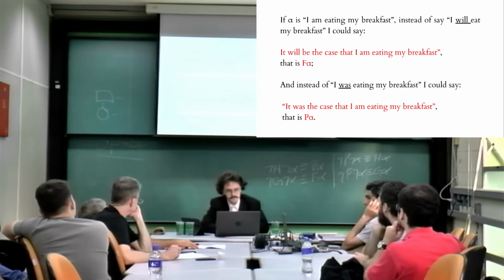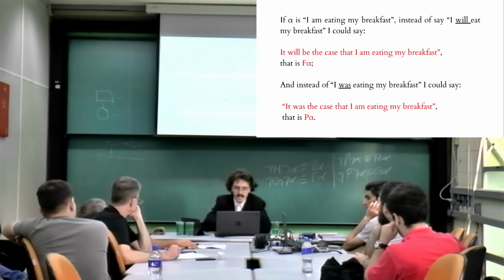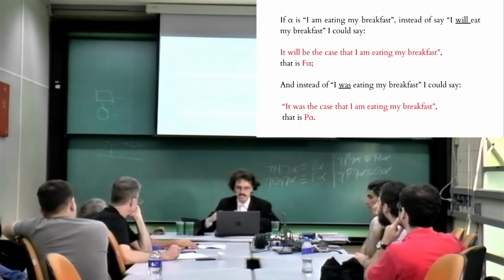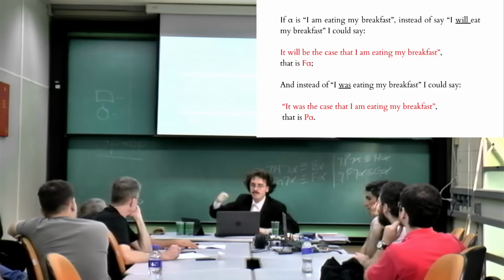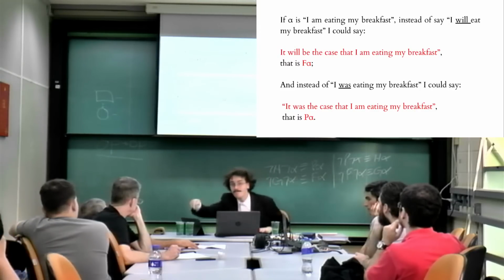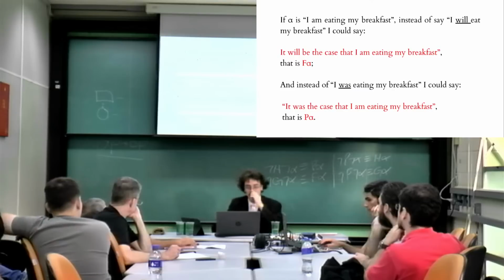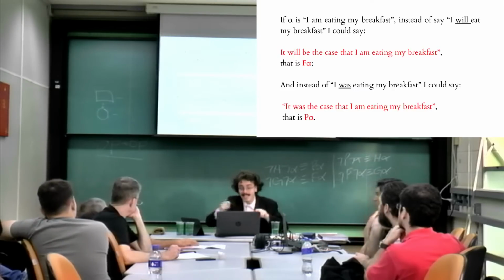So, if alpha is "I am eating my breakfast," a proposition that is false right now but was true this morning, that is a genuinely temporal proposition. Instead of saying "I will eat my breakfast," I could say "it will be the case that I am eating my breakfast." That is F alpha. And instead of "I was eating my breakfast," I could say "it was the case that I am eating my breakfast." That is P alpha.